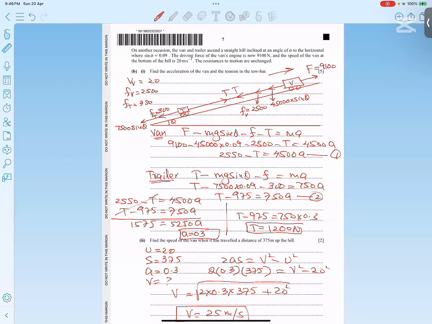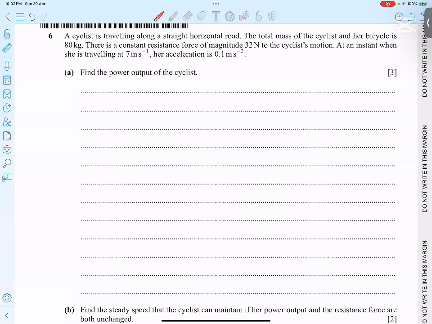This question is question number 6. We have a cyclist traveling along a straight horizontal road. The total mass of the cyclist and her bicycle is 80, so mass is given here, 80 kilograms. Constant friction force is given as 32 newtons. When traveling, speed is 7 and acceleration is 0.1.